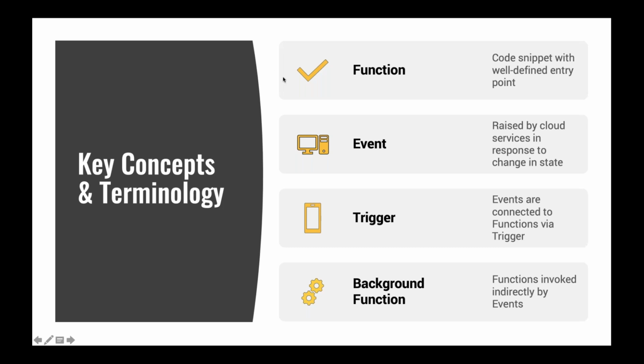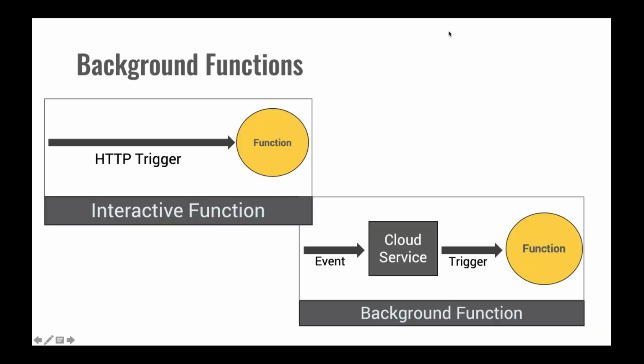So that is it. What I absolutely like about Google Cloud Functions is its simplicity. If you understand this, you know most of the functionality and most of the concepts of Google Cloud Functions. So this is how we visualize background functions and foreground or interactive functions. An interactive function is directly invoked by an HTTP trigger.